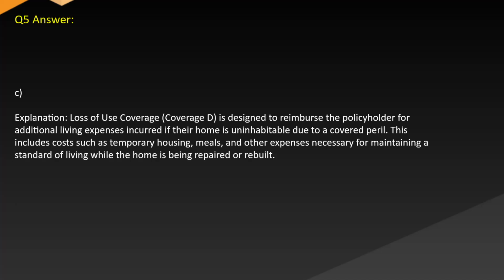Answer. See explanation. Loss of use coverage. Coverage D is designed to reimburse the policyholder for additional living expenses incurred if their home is uninhabitable due to a covered peril. This includes costs such as temporary housing, meals, and other expenses necessary for maintaining a standard of living while the home is being repaired or rebuilt.